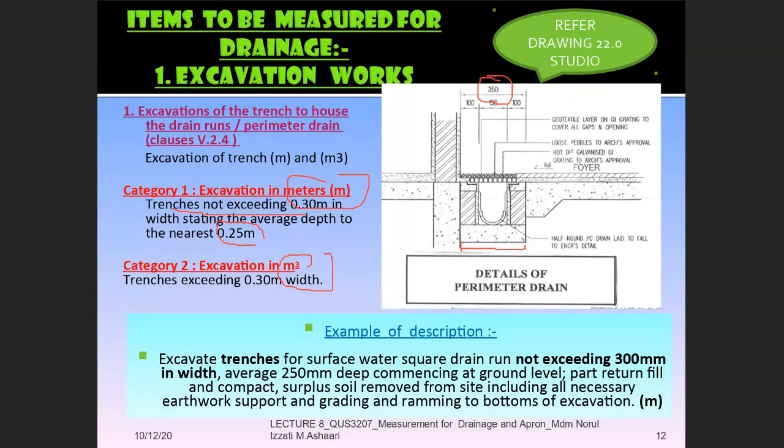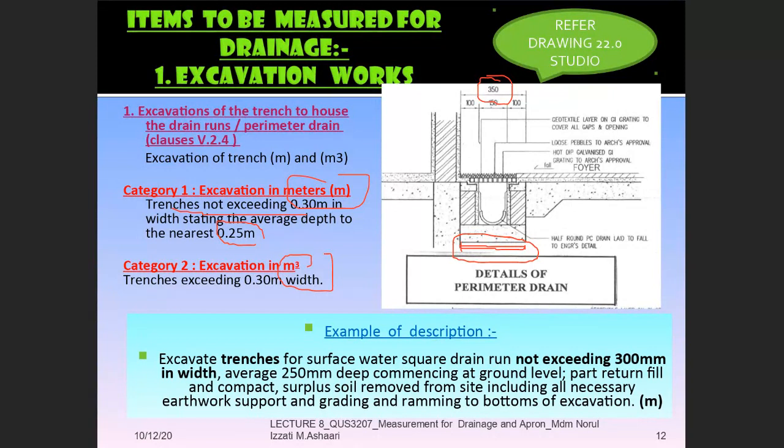If this width is less than 300 mm, the unit is meter. But if you scale and it is over 300 mm, then you have to measure in meter cube. Once you need to measure in meter cube, what does it mean? You have to get the length on plan, you have to get the width, and you have to get the depth ready. Okay, so basically in this drawing, it is under category 1 or category 2, Derek?